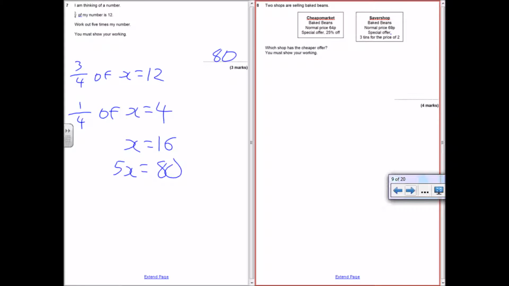On number 8, we need to compare two shops. Various ways you can do this. One way you could compare the price of 3 tins in both shops, or the way I'm going to do it, I'm going to compare what the price is per tin in each shop. So in Cheaper Market, it's 65p with 25% off. So 25% of 64 is 16. So subtract that from 64, that means the new price is 48p per tin.